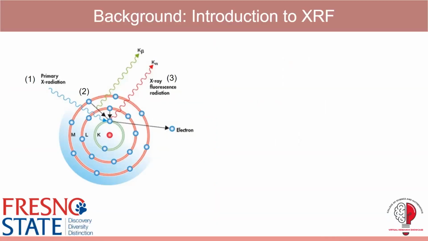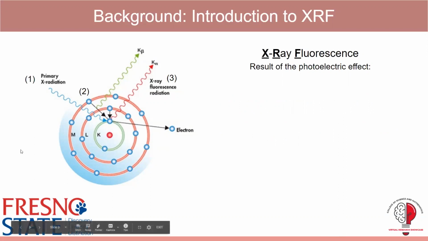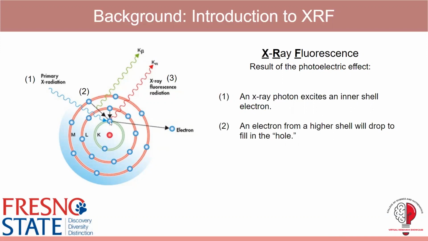So first we'll go into the background behind XRF, which is X-ray fluorescence, and this is a result of the photoelectric effect. So essentially you have in step one, a primary X-ray photon coming in, kicking out an electron from the K shell. And then in step two, you have an electron from a higher shell, or a shell with a lower binding energy, dropping down to fill in this hole. And in this picture, you have that coming from both the L or the M shell. They're just showing you two different options.